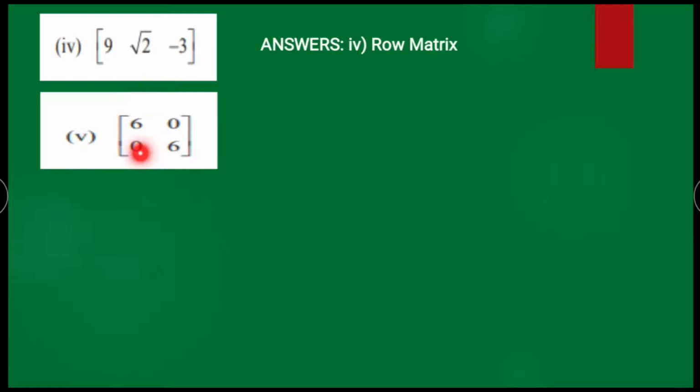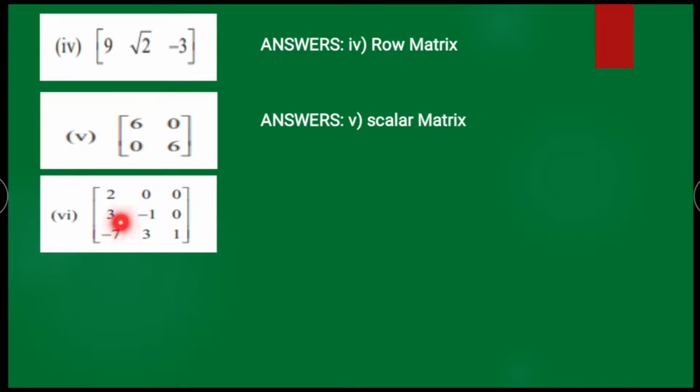Here this matrix is a scalar matrix, because here non-diagonal elements are 0 and diagonal elements are 6, 6, or you can say here this diagonal has the same element 6, 6 and all non-diagonal elements are 0. So this is scalar matrix.